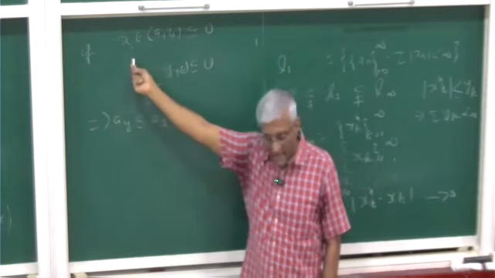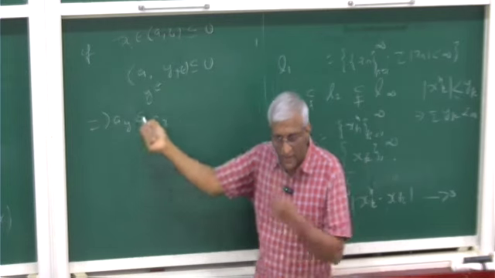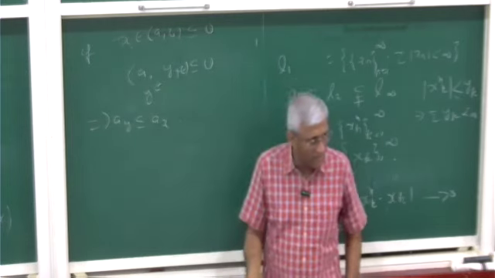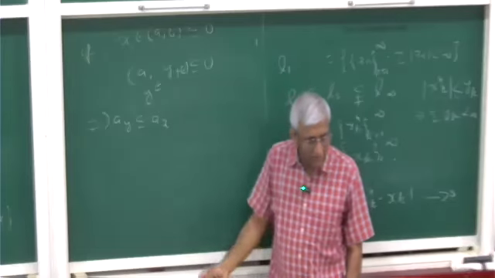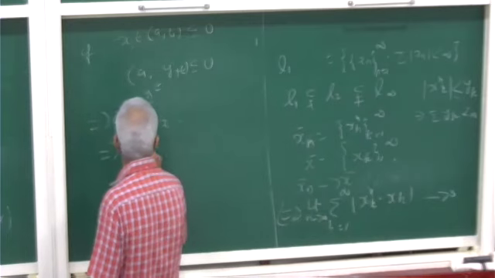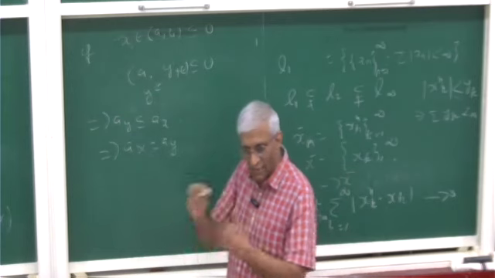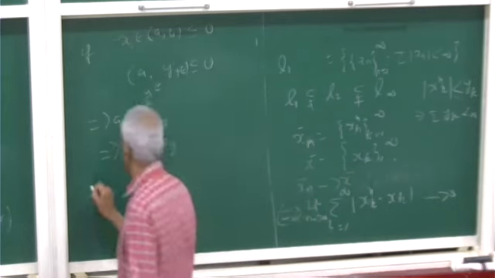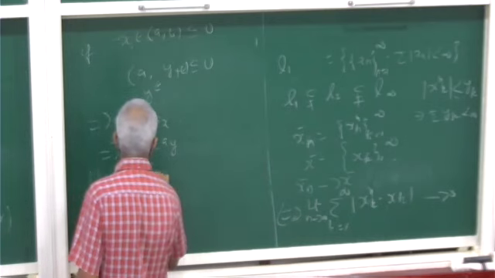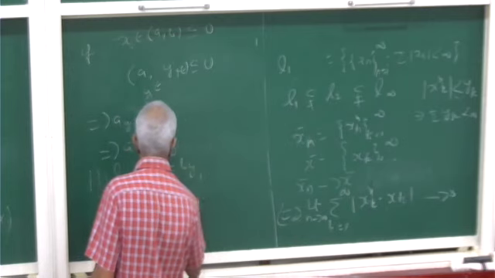If some a works for x, the same a will work for y also, and you are taking the infimum. So Ay should be less than or equal to Ax by definition of infimum. So these things imply Ax equals Ay. And you just have to reverse the argument. Similarly, Bx equals By, which is Ix equals Iy.